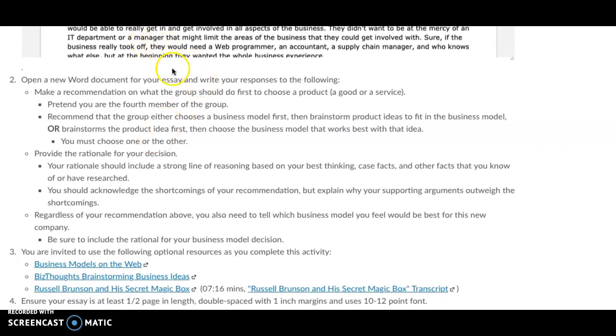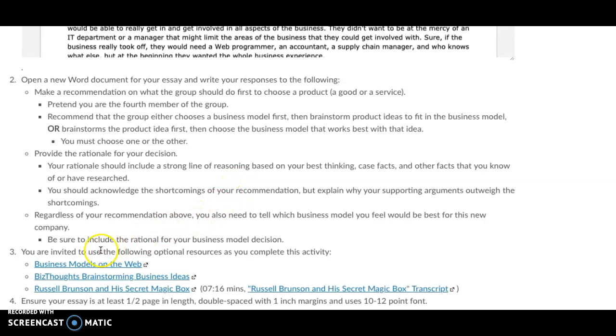But once you've read through the case study and you act as the group, you are essentially the 4th member of the group, and you're going to make a recommendation. It is important to remember you cannot make a wrong recommendation. You've got 2 options. You can choose one or the other. The question is how you defend your decision. And so the second part, providing the rationale for your decision, is really key in your essay. You want to be able to defend it.